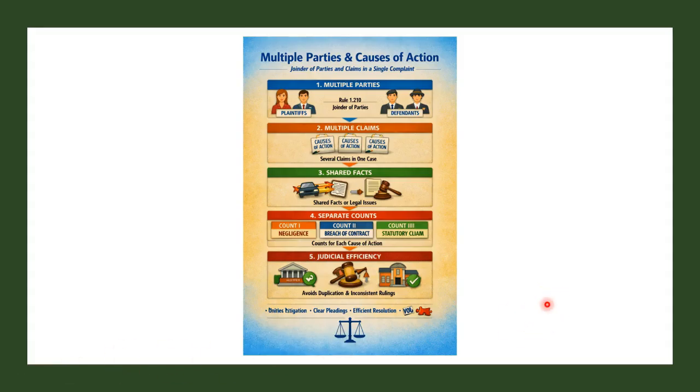All right, so we can have multiple parties in a case, and so there could be a joinder going on. Rule 1.210 of the Florida Rules of Civil Procedure covers joinder of parties, and this is when we have multiple claims. So there could be more than one cause of action. There's count 1, count 2, count 3. So there could be several claims in one case, and there have to be shared facts for this to be done. If you're going to use a multiple count lawsuit, there have to be shared facts.